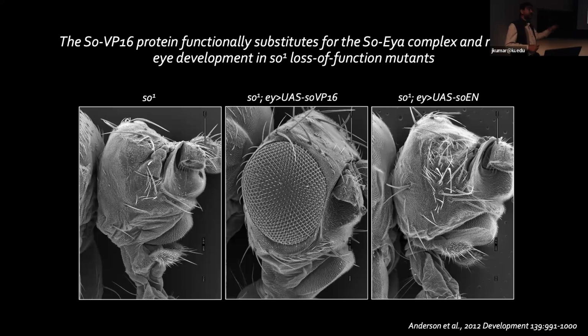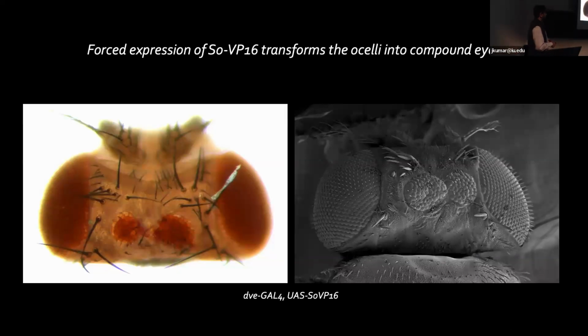Now, when we express that molecule, we get this dramatic result where we can actually get the three ocelli to turn into compound eyes over here. So now we have a four-eyed fly instead of the two laterals. You can see in the scanning EM a little bit better than in this light micrograph the individual ommatidia, the lenses that are formed, and the little mechanosensory bristles that are normally present in the compound eyes.